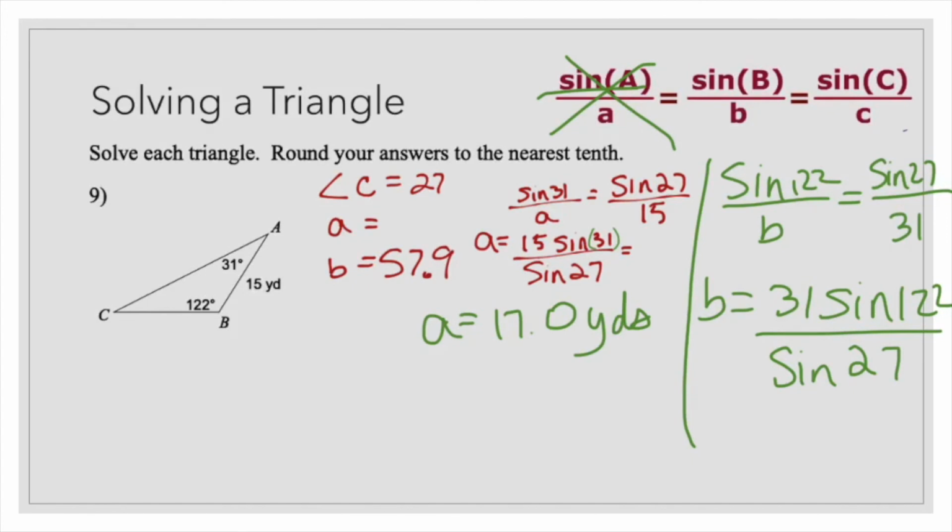Our A value is 17.0, and remember we had yards for our answers and degrees for our angles. Here are our answers, and we are finished with this problem. We have solved this triangle by finding all the missing angles and all the missing sides.